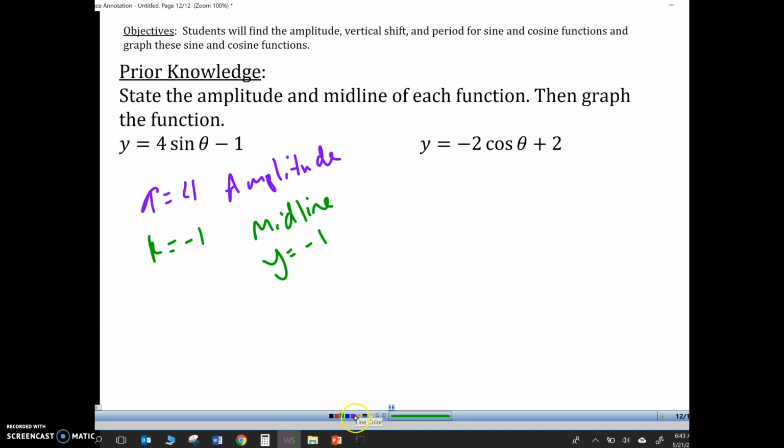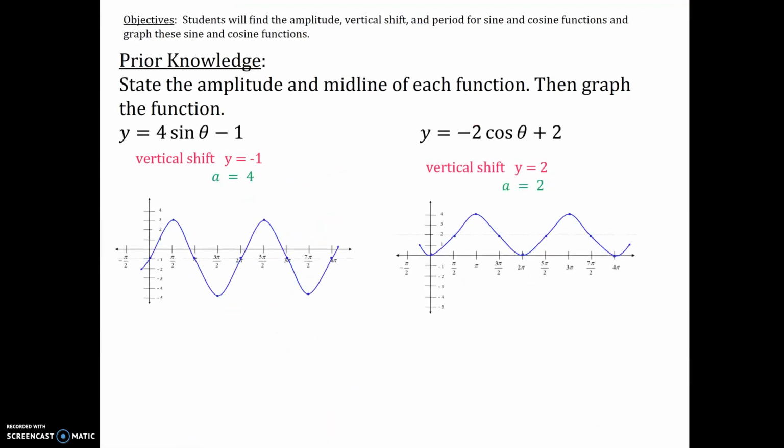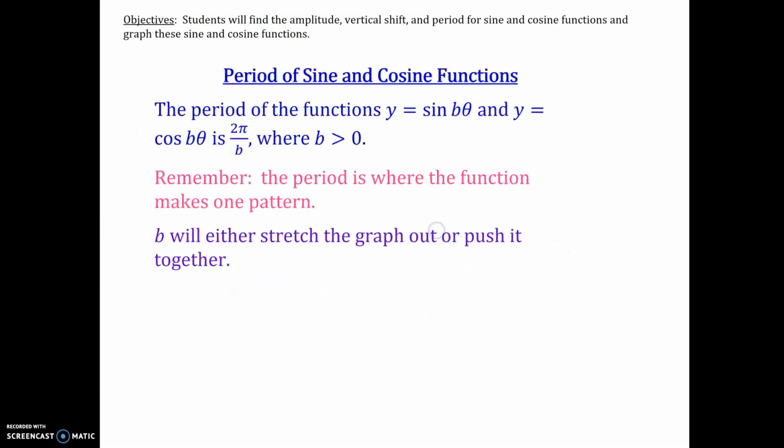So for the second example here, our a value is -2, and the amplitude is generally the absolute value of this. So we have a +2, that's our amplitude, and our midline would be y equals 2. Okay, so just visually, this is how they look. But again, we'll talk about graphing in the next day.